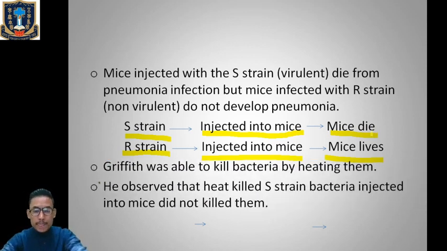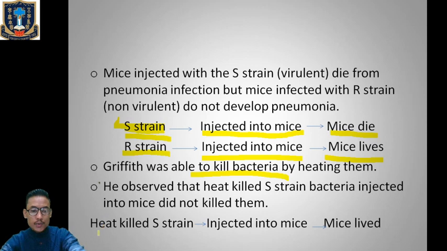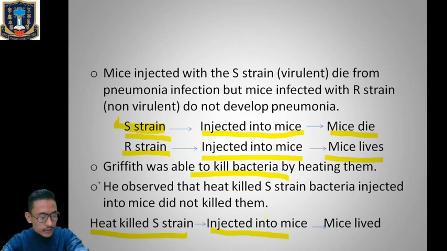So Griffith, by applying heat, was able to kill the S strain of bacteria. He applied heat on the S strain of bacteria and killed them by heating them up to 60 degrees Celsius. Now after killing this S strain of bacteria by applying heat, he injected it into the mice. So look over here, when he injected heat killed S strain, the mice did not suffer from pneumonia, and they were alive. They remained healthier.